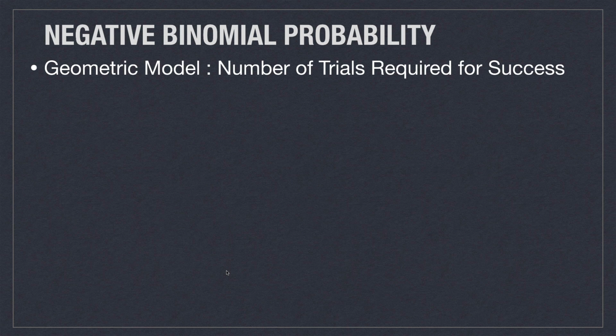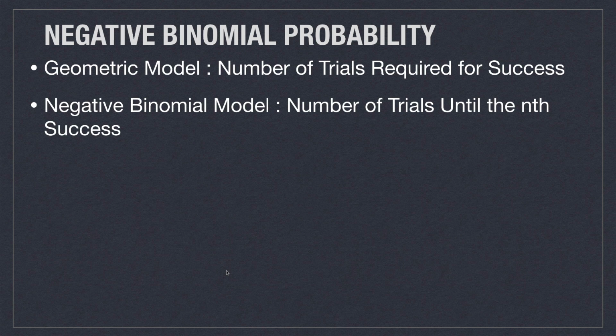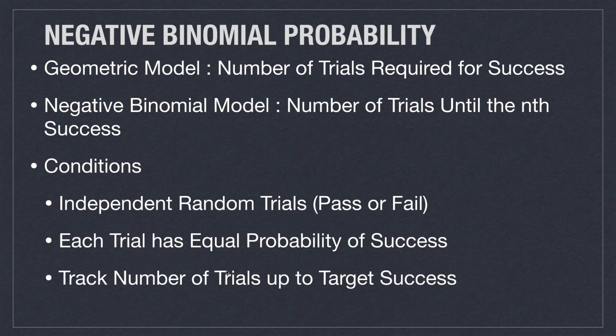And now we're going to go on and talk about negative binomial probability. Now, while the geometric model is going to find the number of trials required for success, or the number of dice rolls before you get a 6, the negative binomial model is going to find the number of trials until the nth success. So, for example, how many rolls are required until you get 3 6s? Now, the conditions to use this are that you must have independent random trials with either a pass or fail for all of the trials. The probability of success is going to be equal for each trial. And then finally, you must keep track of the number of trials up to the target success.